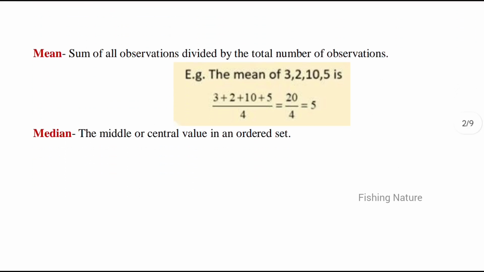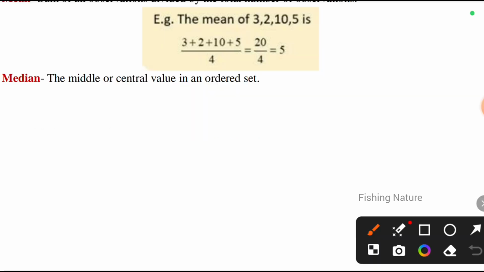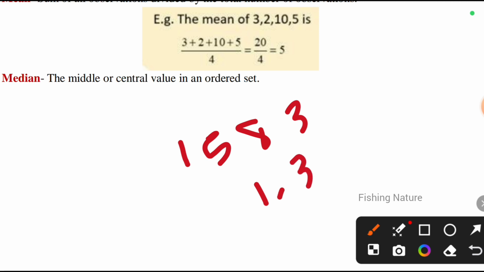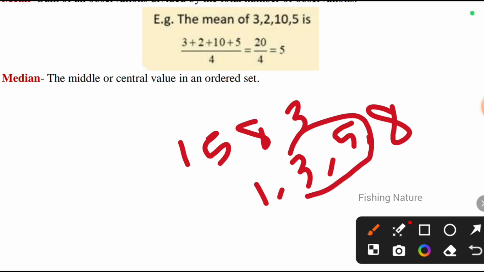Next, mean: as all of you know, the sum of all observations divided by the total number of observations. If you see one example, 1, 5, 8, 3. How can we find the median value in these values? You have to write them in ascending or descending order, like 1, 3, 5 and 8. Here, which is the median value? Both 3 and 5 are in the middle.